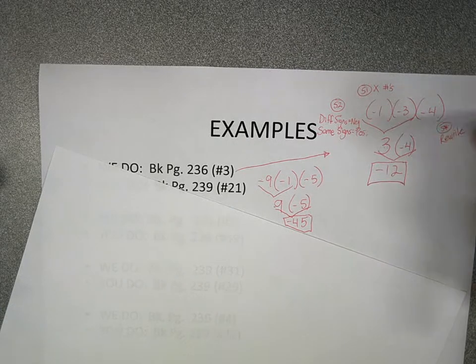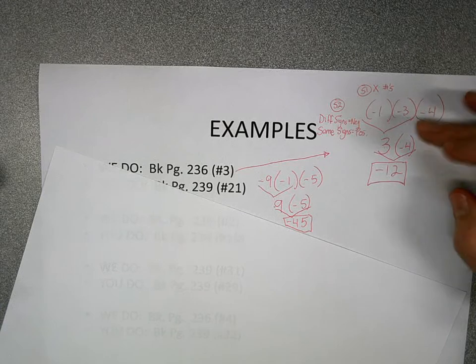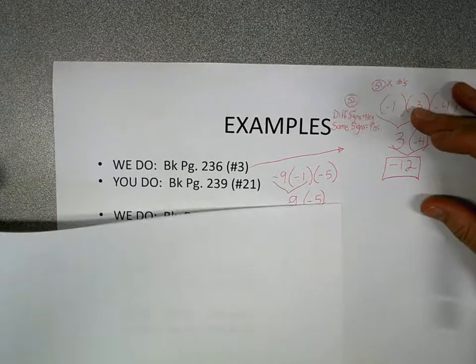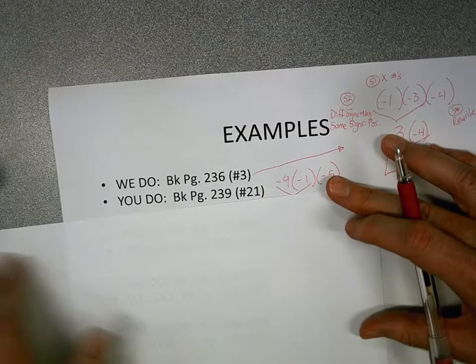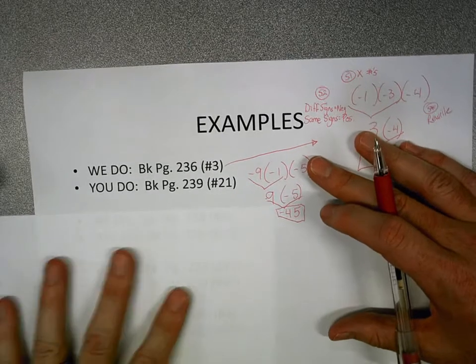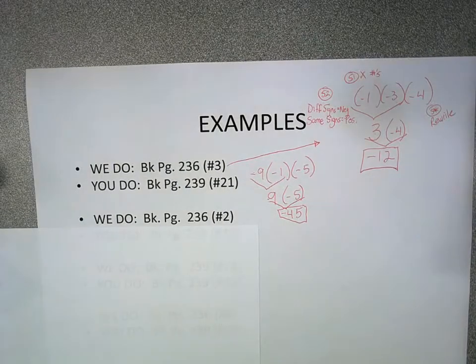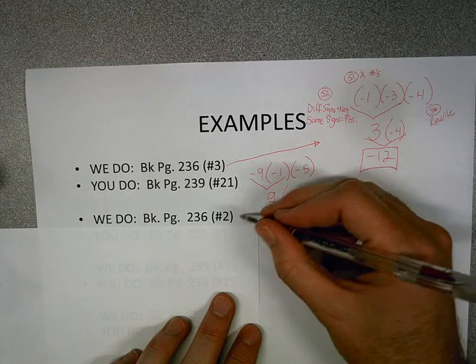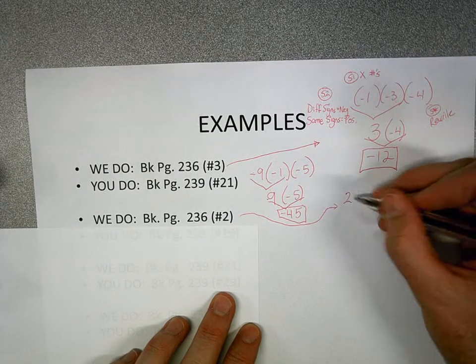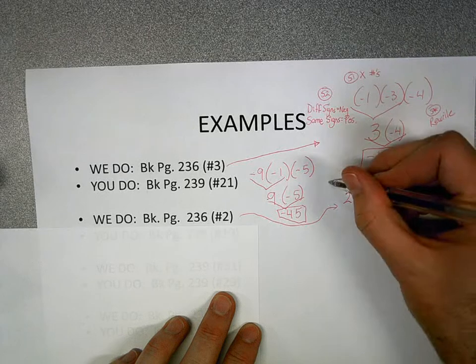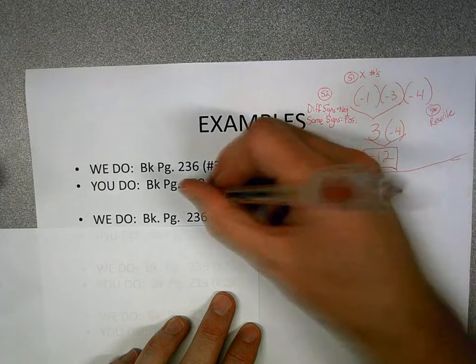Okay, so here we go. I'm going to go ahead and do page 236, problem number 2. Okay, so this one's a little different. I'm going to just go ahead and go over here. I'll box this part off here for us. Okay, problem number 2.